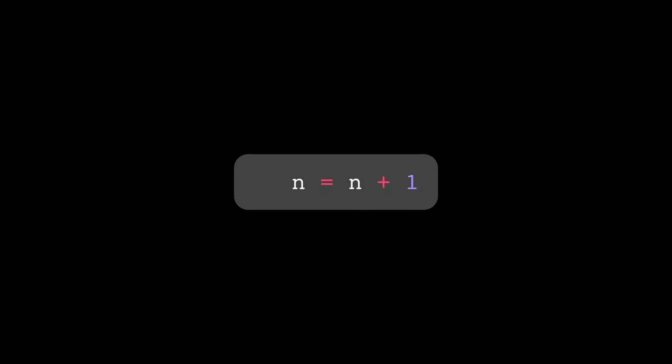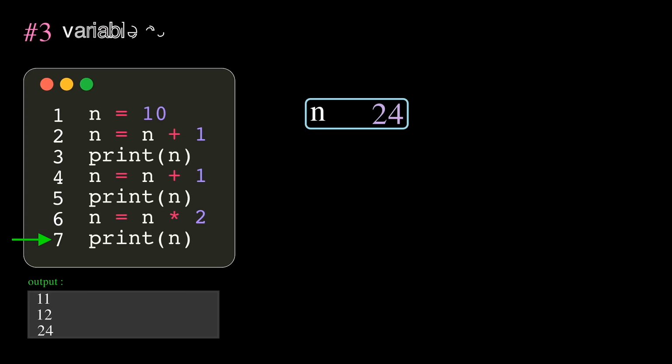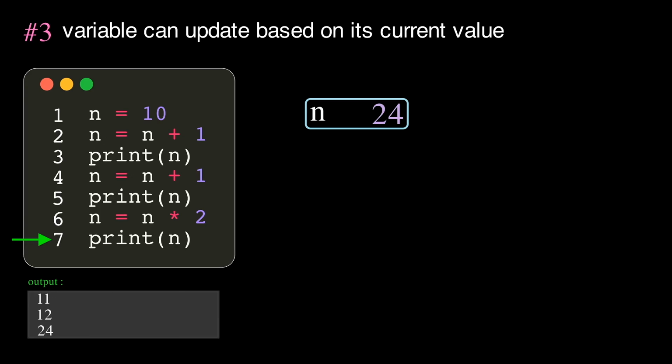Whenever I see an assignment statement looking like this, my brain automatically translates this to plus 1 to whatever its current value is. And you might also see another way which we can write this, and that is n plus equal 1. And those two statements you see here, they are the exact same thing. It's just a matter of personal preference to choose either one of them to use. So the lesson of quiz 3 is that a variable can update itself based on its current value.